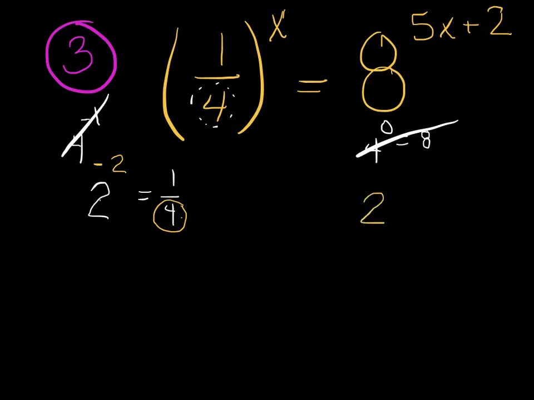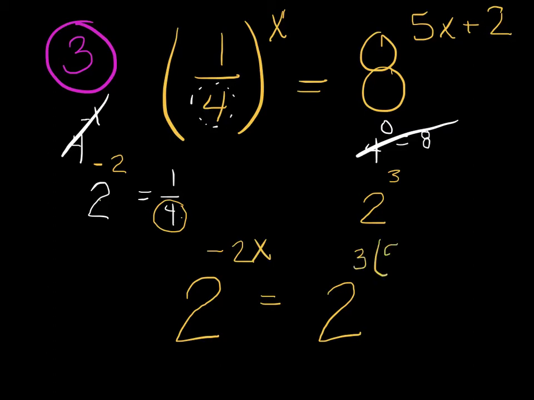And of course, 2 cubed is equal to 8. So I'm going to say I have 2 to the -2, and I have an x up there, and 2 cubed, and I'm going to leave my 5x plus 2. Would you agree with that? Now, I'm not going to solve this problem because I think that's extremely simple. The hardest part is just getting the common base. Let's try another one.